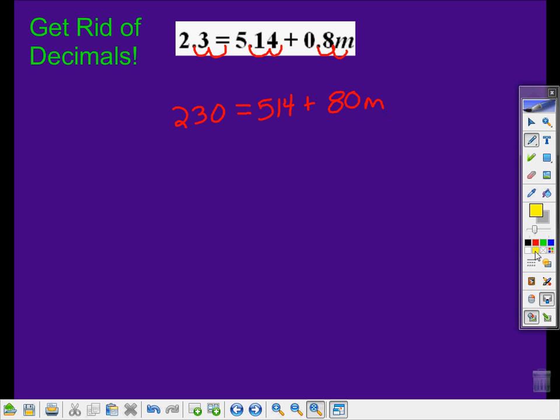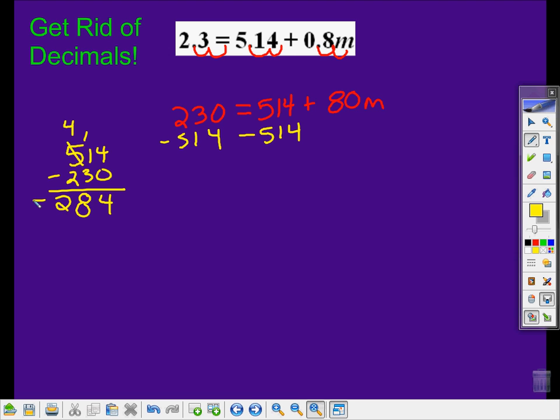So then what are we going to do? Undo addition and subtraction. Sophie? Subtract 514 from both sides, right? How do I do 230 minus 514? Katie? It's negative, so 514 minus 230. Gotta borrow. That's an 8 and a 2, but it has to be negative. So we get negative 284 equals 80m. Now what do I have to do? Divide by 80.